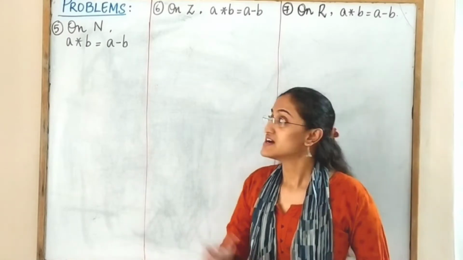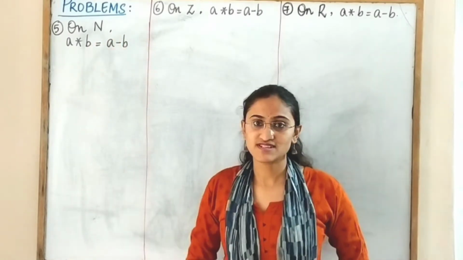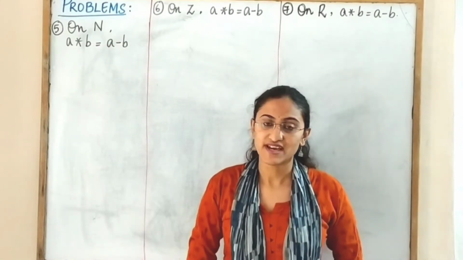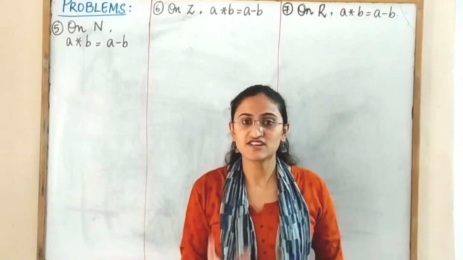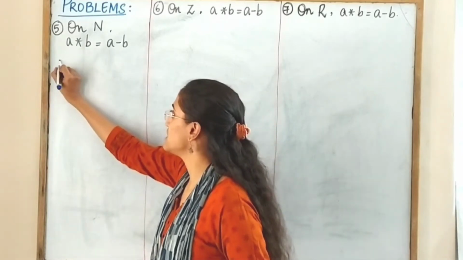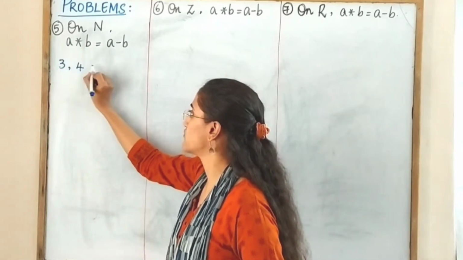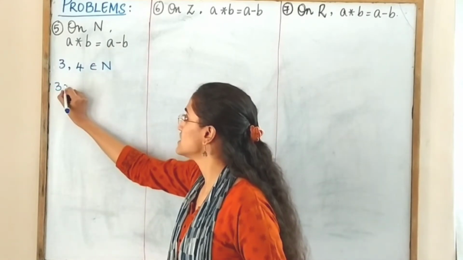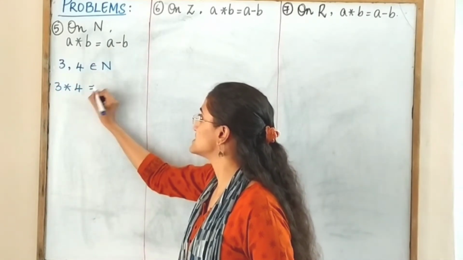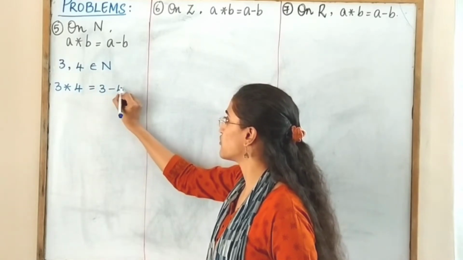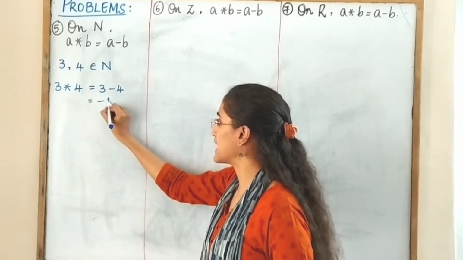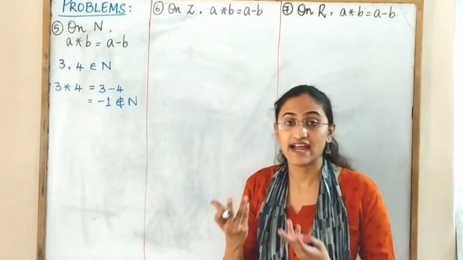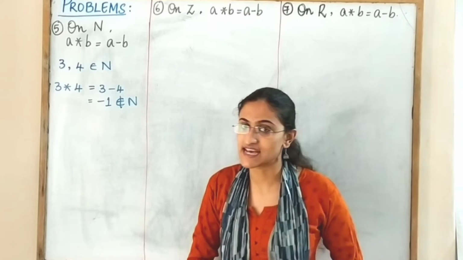Check the next problem. On the set of natural numbers, the operation is defined as a star b is equal to a minus b. Now, we may consider any two natural numbers. For example, if you are choosing 3 and 4, which belong to the set of natural numbers, according to the operation, 3 star 4 is equal to 3 minus 4, which gives back minus 1, which does not belong to the set of natural numbers, and hence we have arrived at the counter example.